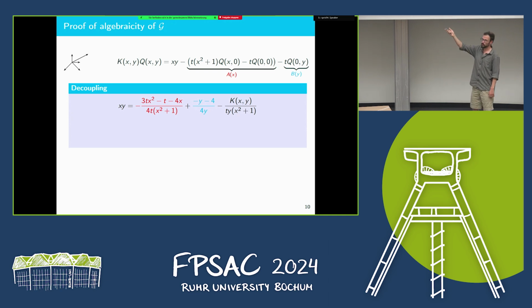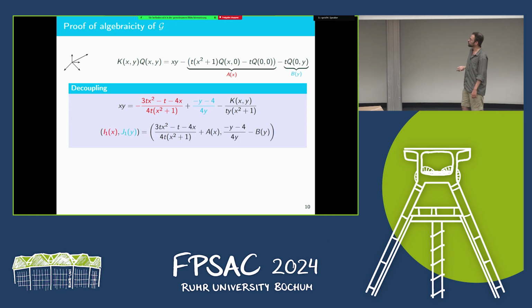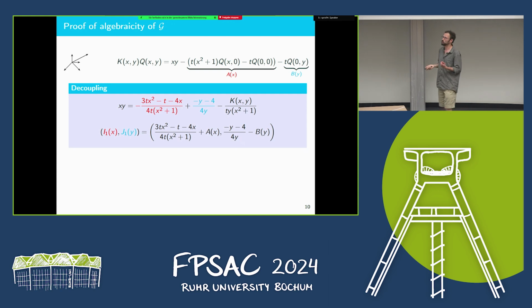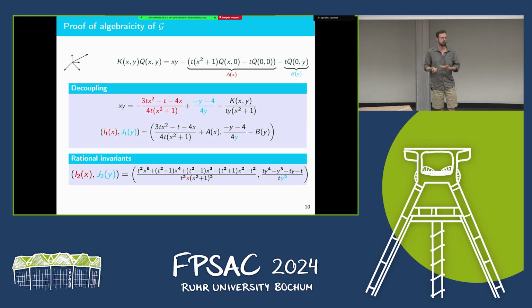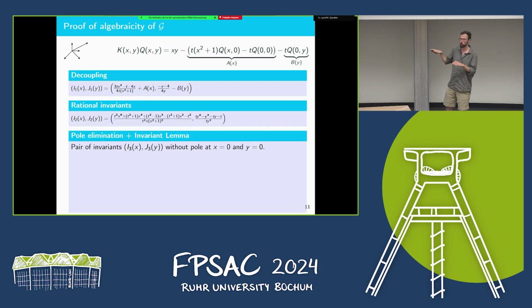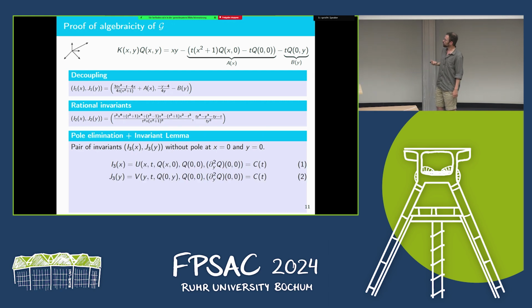So I guess this pair, and then reinjecting it, I get a pair of invariants. And now, out of my hat, I get a pair of rational invariants that I know. Now I look at their poles, and I see that if I'm clever, I can produce, like before, a pair I3, J3 without poles. I succeed in doing so. I won't show you the exact computation because it's a bit ugly. And so I can apply the invariance lemma, which gives me I3(x) equals c(t), J3(y) equals c(t).